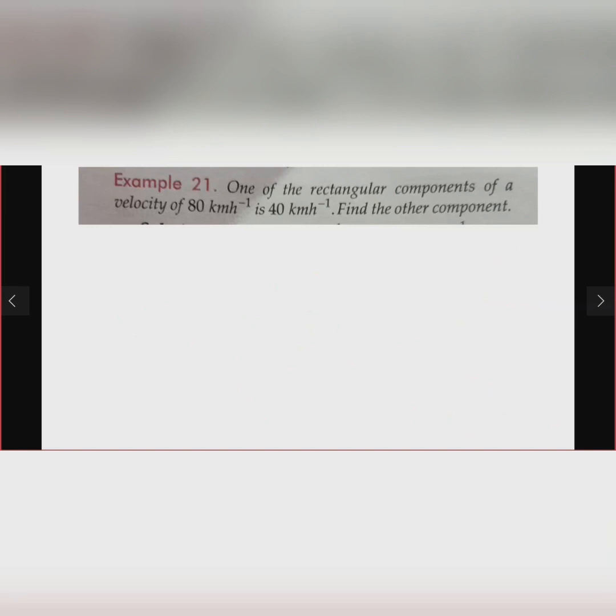Next is, one of the rectangular components of a velocity of 80 km per hour is 40 km per hour. You have to find out the other component. So how do we do that? Ma'am, by Pythagoras theorem. Yes, we can simply use Pythagoras, because here it is given rectangular components.